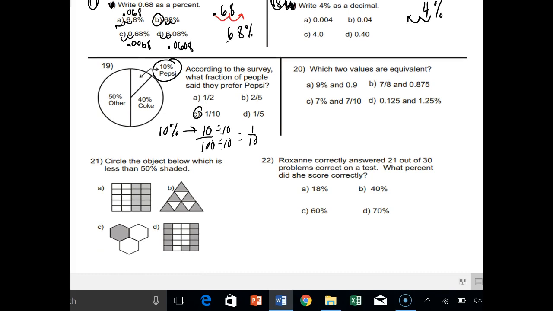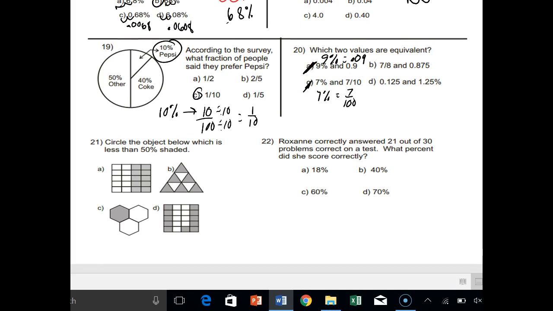Here they're asking what values are equivalent. A is not the answer. 9% would be equal to 0.09, not 0.9. That's 90%, right? So look carefully through that. Just like C is not the answer. 7% would be equal to 7 over 100, not 7 over 10. 7 over 10 is 70%.